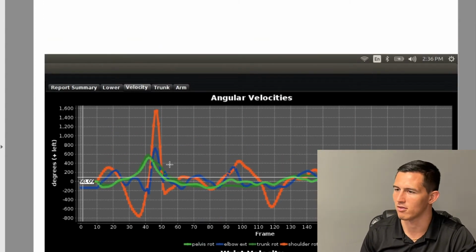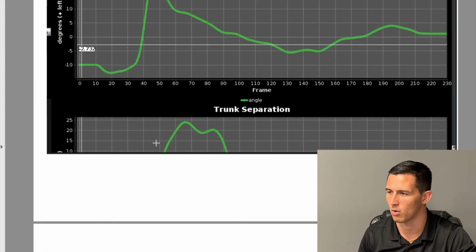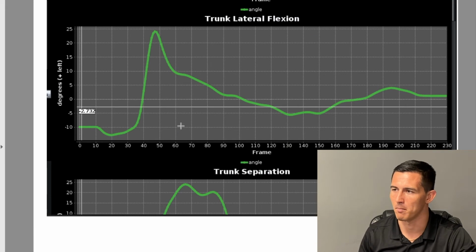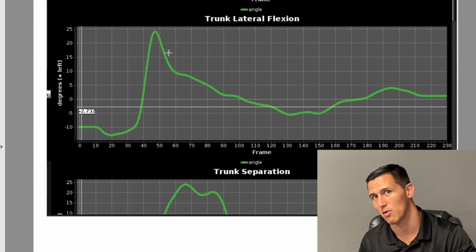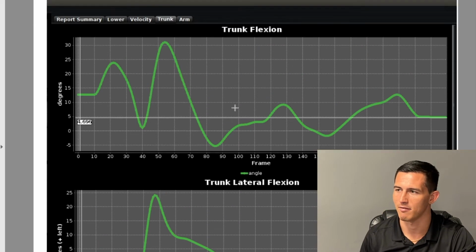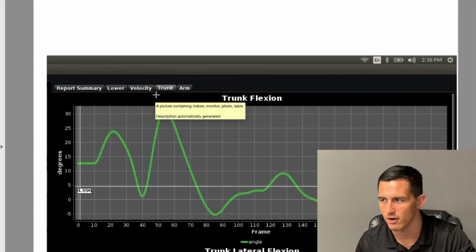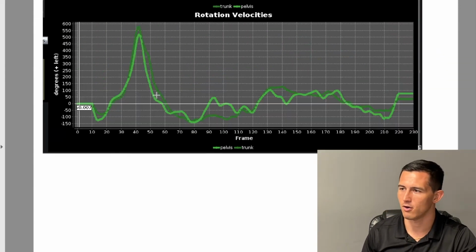And so that just tells us that I'm using a lot of my shoulder when I'm actually throwing, to probably do a better job of using my lower body. Here's a trunk lateral flexion, so it just puts a degree of how much you're actually bending over the side as you're throwing. I know a lot of people have that as an issue. Trunk flexion, how far you're bending forward during your actual throw.